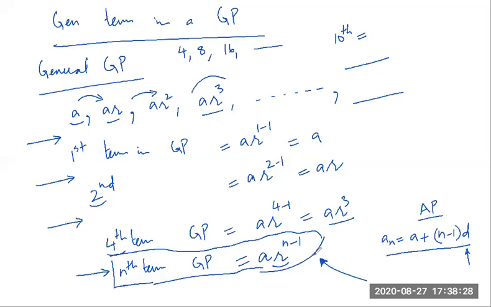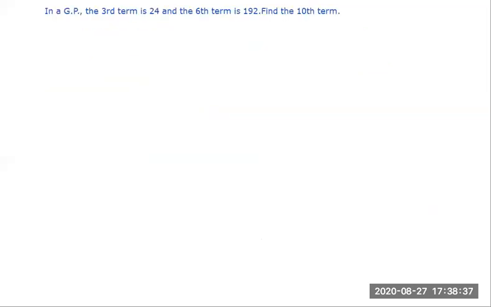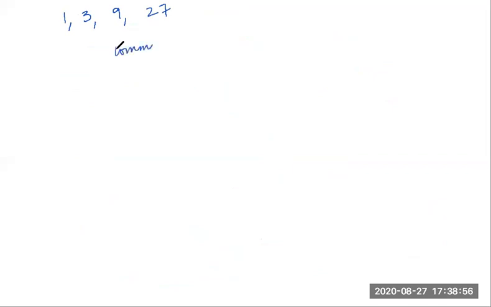Good, students. So let's try to apply this formula a little bit to get hands-on practice. Before doing this sum, let's say we have a GP: 1, 3, 9, 27. Now students, can you guess what will be the common ratio in this case?